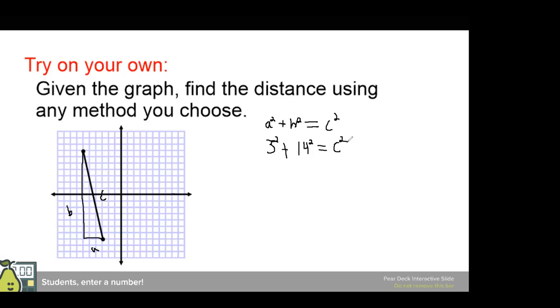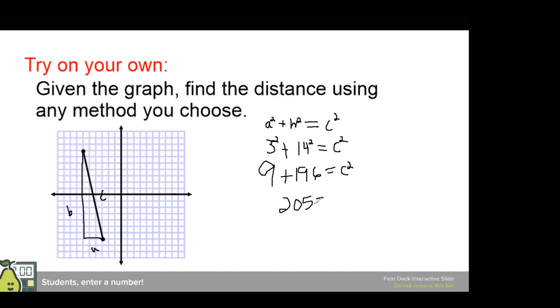Did you get it? Oh, okay. What's 3 squared, sorry? 9, good. What's 14 squared? 196? Equals c squared. So 9 plus 196? Good, 205.